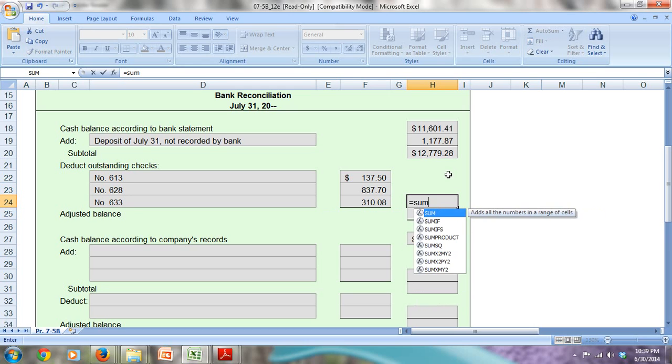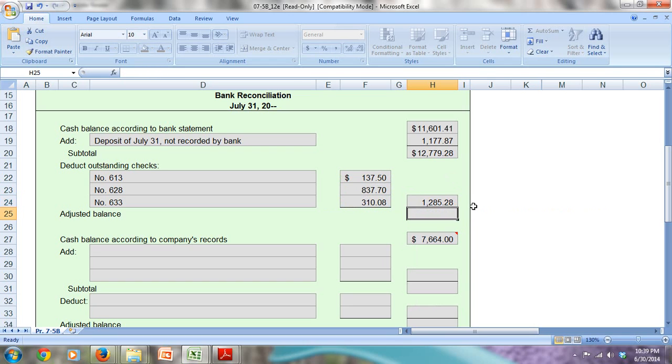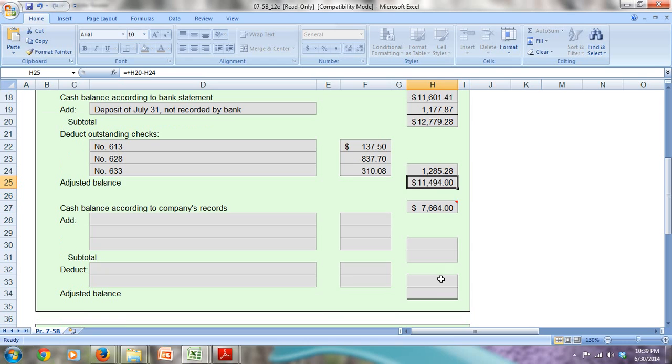Okay, so then we add those up. So I'm going to do the little sum formula, equals sum, open parentheses, highlight those, press enter. And then I'm going to subtract that number from my subtotal. So plus to open a formula, click on the subtotal, subtract the deductions. That is my adjusted balance. So I know that my cash balance down here in the company record section should be the same.